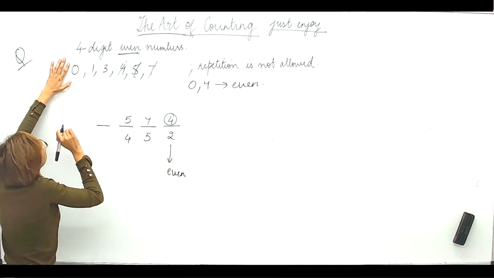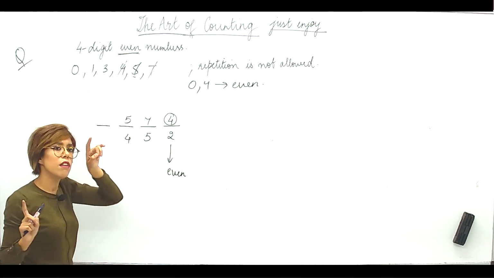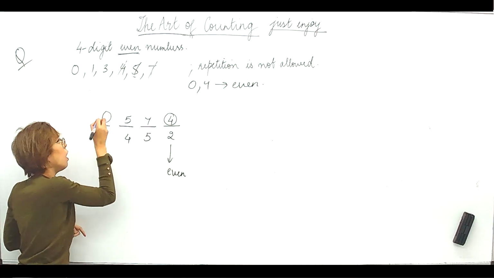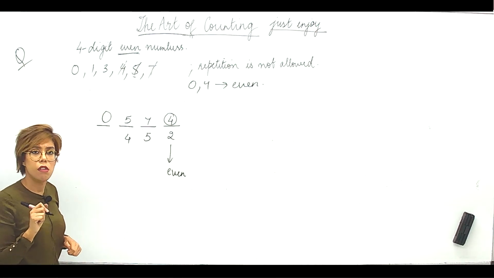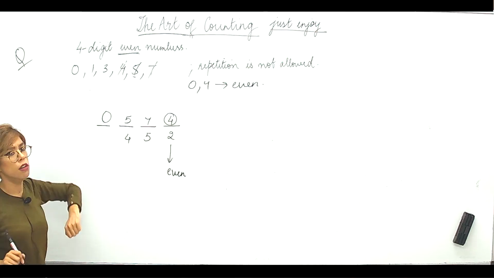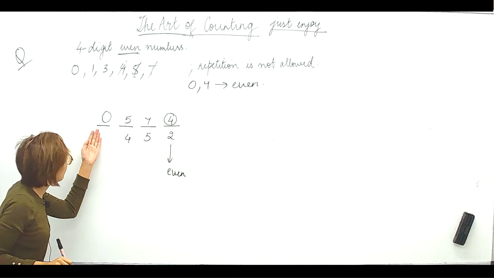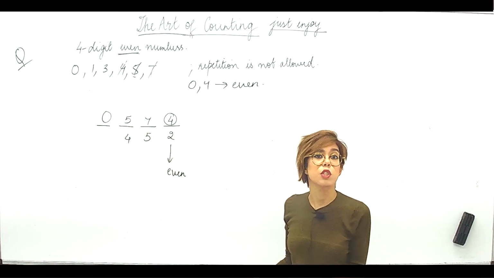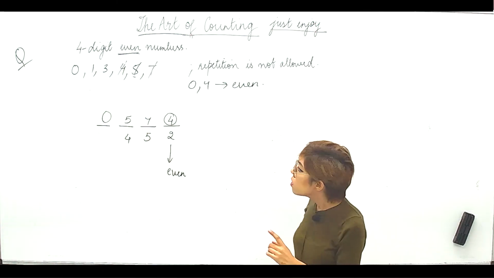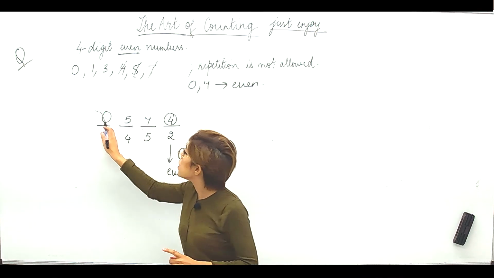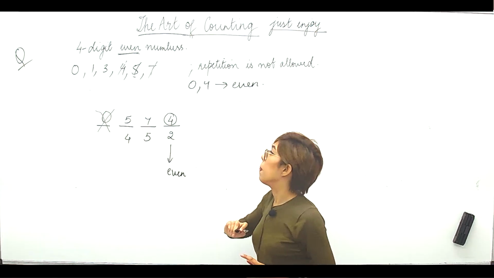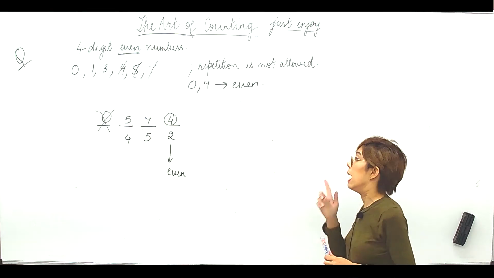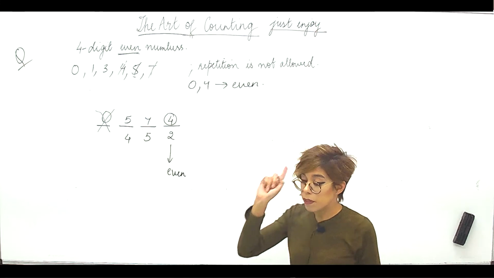Wait a second. Can I put 0 over here? No. I want a 4-digit number. If I put in 0 over here, this will not be a 4-digit number. It will be a 3-digit number. Come on, people. So I cannot put in 0 over here. Now this is a problem. We didn't anticipate this. Okay, not a big deal.